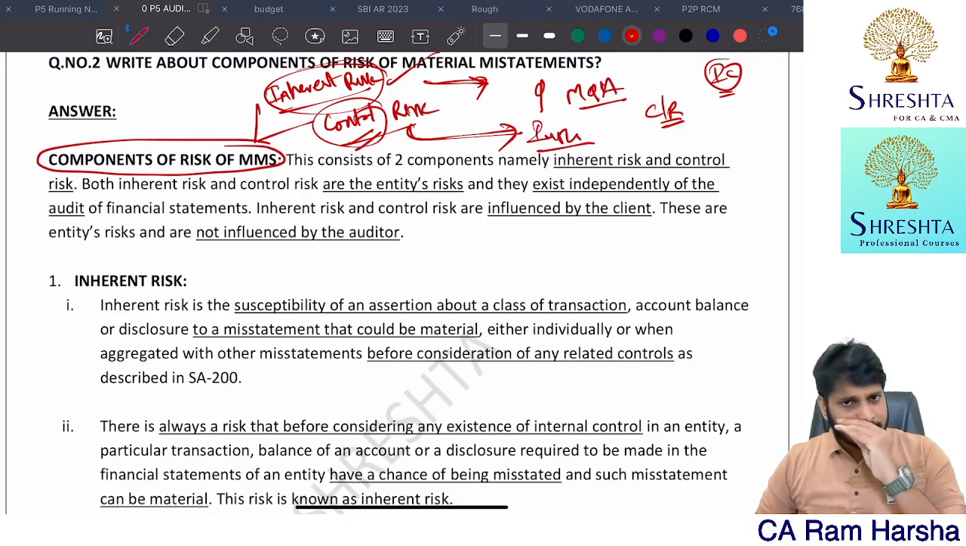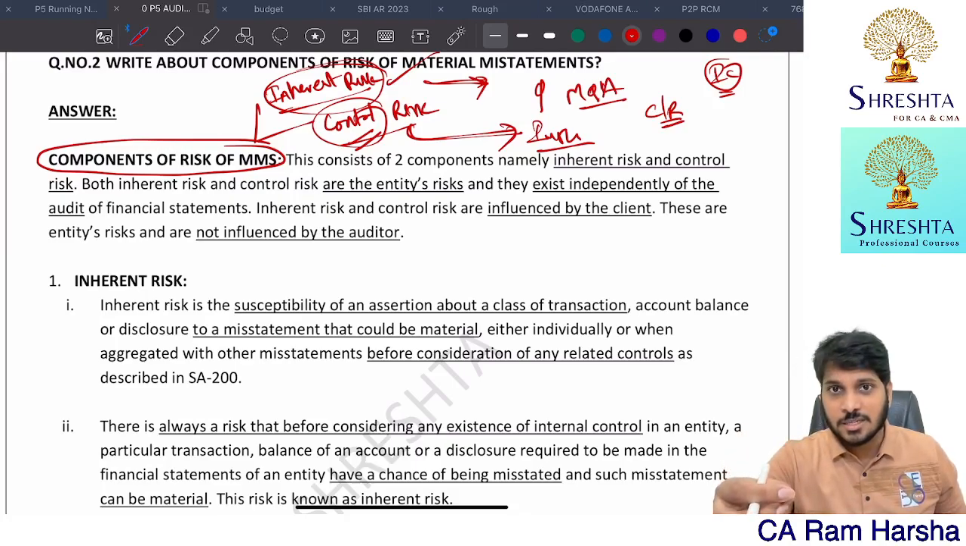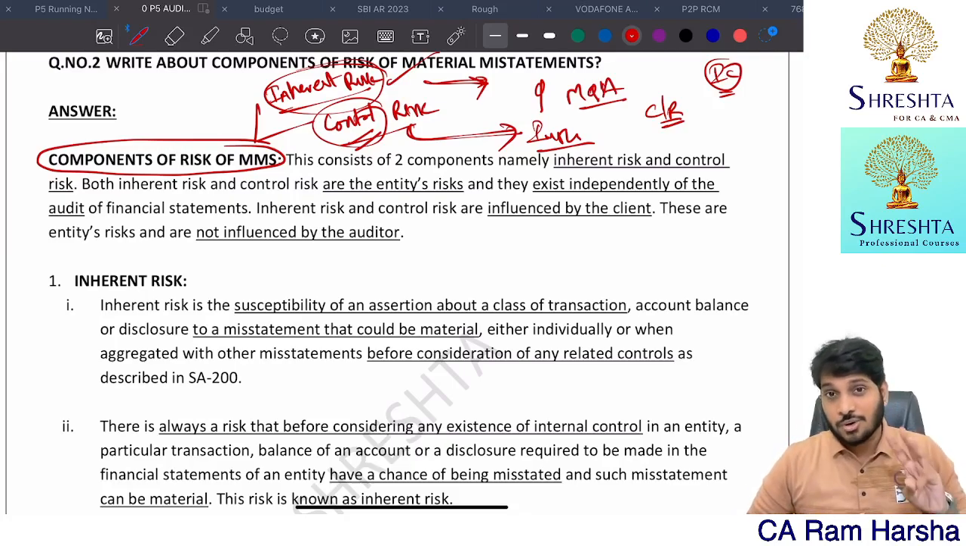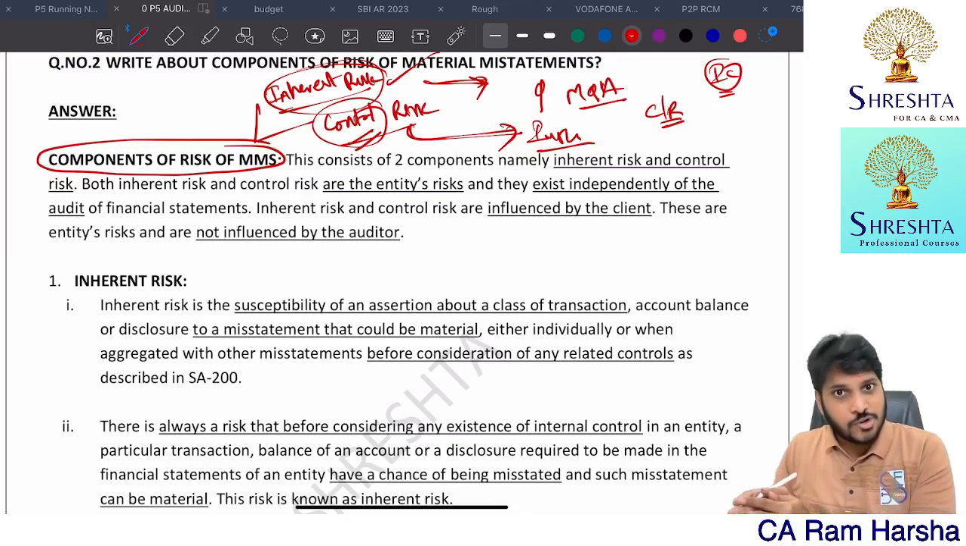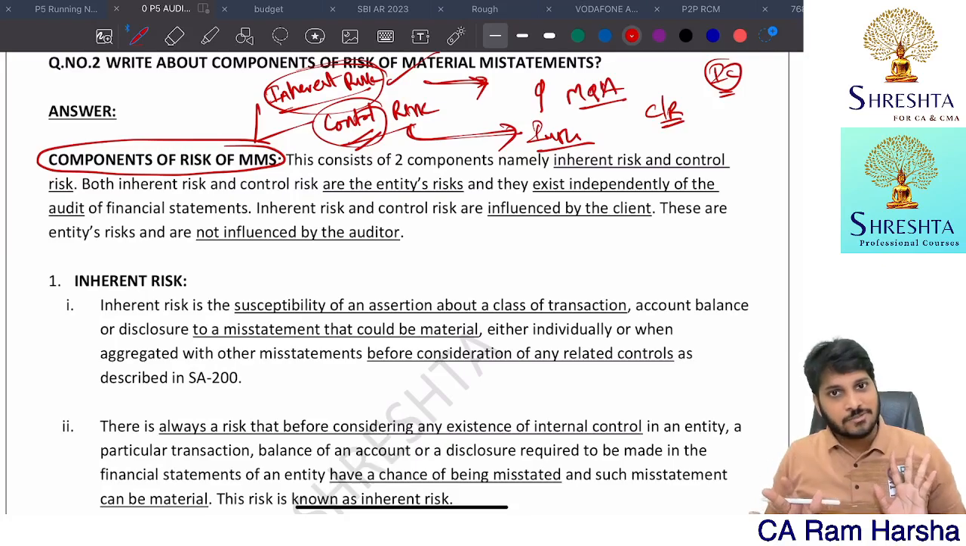Why are controls there? By the way, controls are there to prevent frauds, to prevent errors. Controls are there to detect. Controls are there to correct. So controls are of three types: preventive, detective, corrective. We will discuss more about controls in the controls discussion once we start question number 18 onwards. So right now this knowledge is enough.